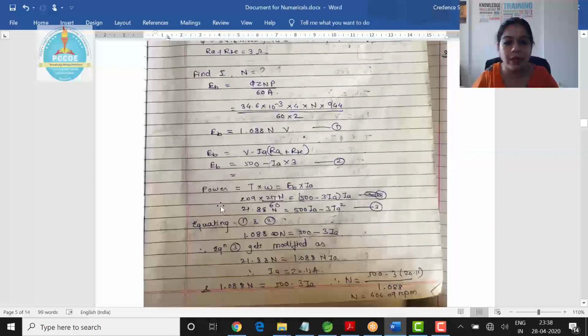We have just used a different term here. We have used this concept: power, T omega, is equal to EB into I. Whatever the data given, from that data we have to decide which formula we have to use. So logic or the concepts of the motor we should know thoroughly for solving the numerical.